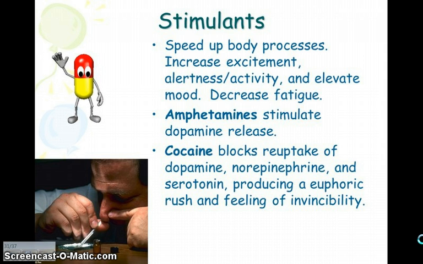Now, amphetamines in particular stimulate the dopamine release within the brain. Cocaine is another stimulant, and cocaine actually blocks the reuptake of dopamine, norepinephrine, and serotonin. Those three different neurotransmitters. What that does is it leaves those chemicals within the synaptic area of various parts of the brain longer, and what it does is produce a euphoric rush that people experience.